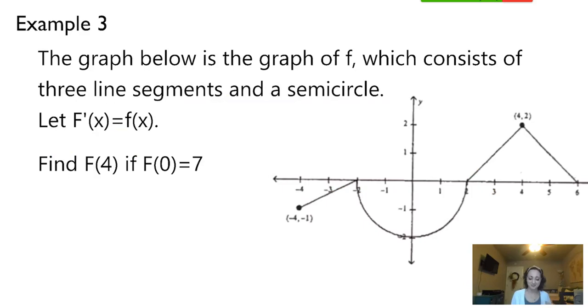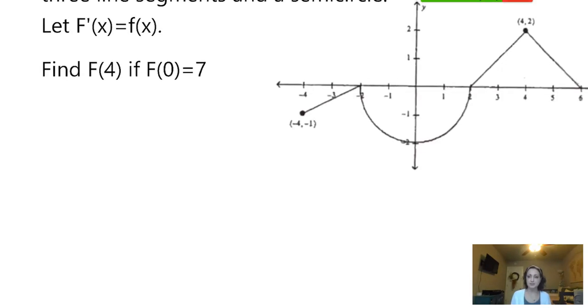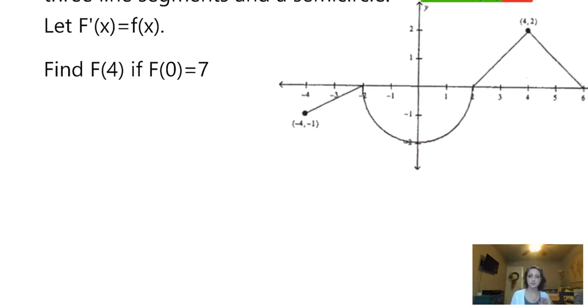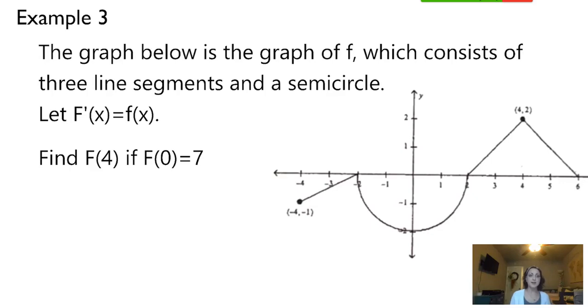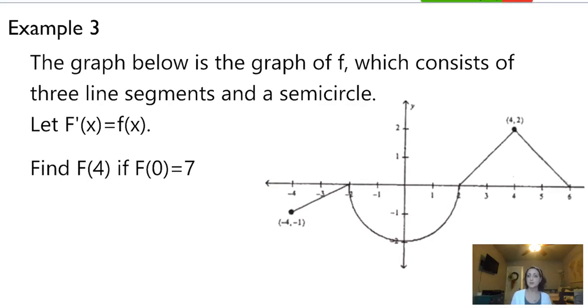All right, force a pause on your screen. Can you just copy this graph for me and move it up, hopefully? That doesn't block there. All right, so for example 3, it says that the graph below is the graph of little f, which consists of 3 line segments and a semicircle. Let capital F prime equal little f. In other words, capital F is an antiderivative, right? So find capital F of 4 if capital F of 0 equals 7.